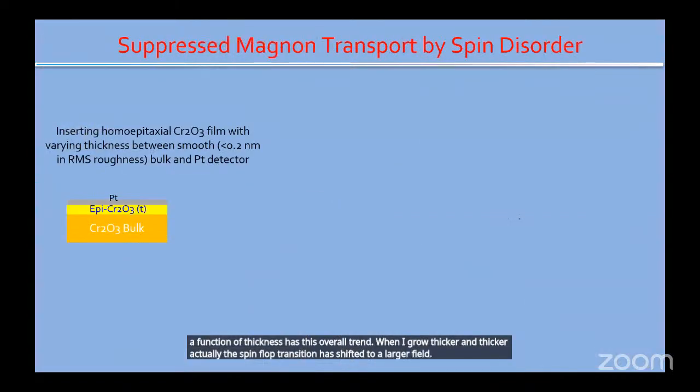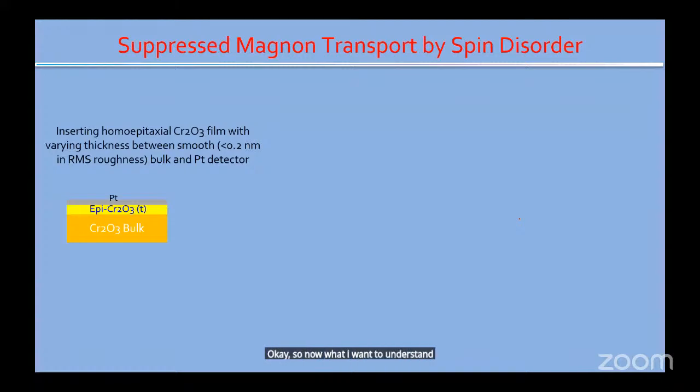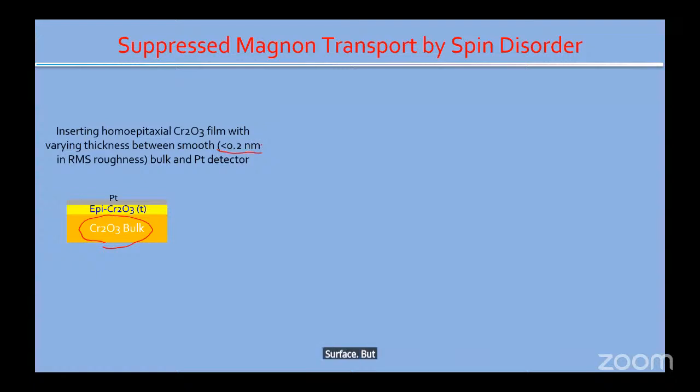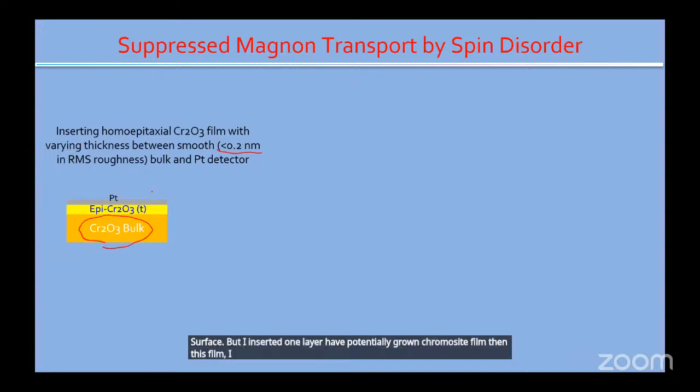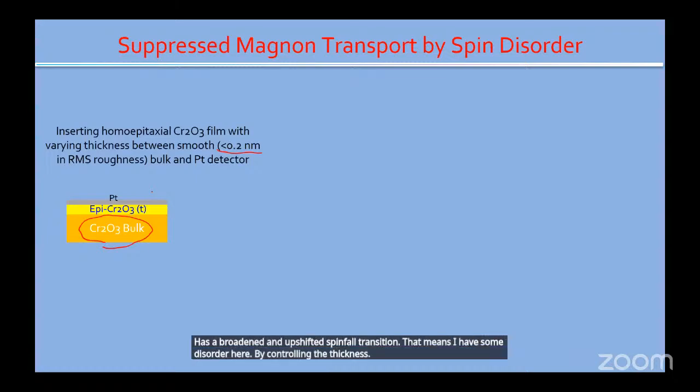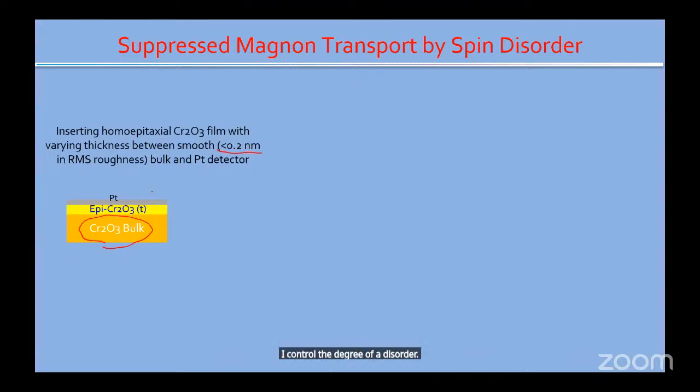Now what I want to understand is, how about if I have a well-defined crystal with a polished, smooth surface, but I insert one layer of epitaxially grown chromium oxide film? This film, I know its characteristic already: it has a broadened and upshifted spin flop transition. That means I have some disorder here. By controlling the thickness, I control the degree of disorder. The reason is a separate story, okay? But I can control that.